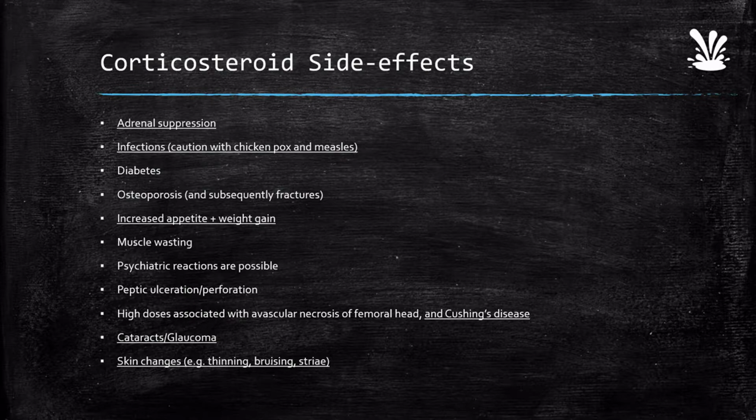Otherwise, if you are actually diabetic, you should be checking your blood sugars more often, just because of steroids increasing the blood sugar levels. In terms of osteoporosis, steroids can increase the risk of you getting osteoporosis, particularly in the long term, and this subsequently increases the risk of fractures, and later on near the end we'll cover who is eligible for bisphosphonates. You also get increased appetite and weight gain with corticosteroids, so it's the increased appetite that leads to the weight gain. Just be aware of it.